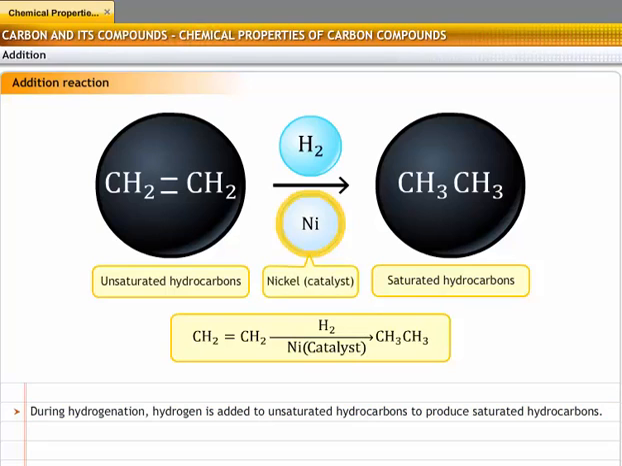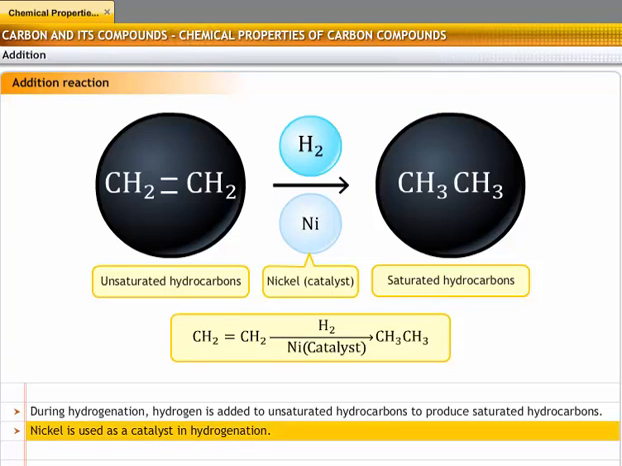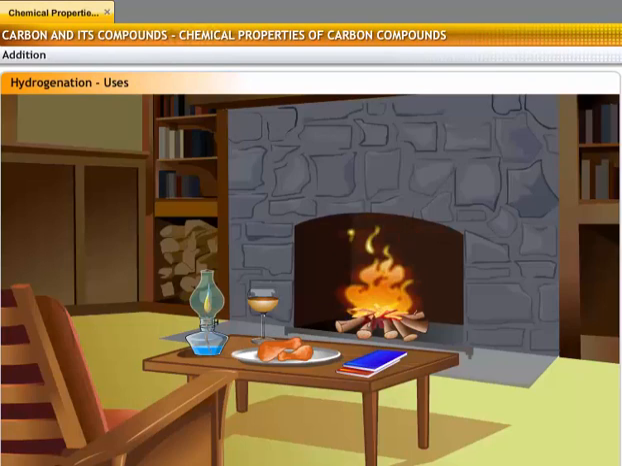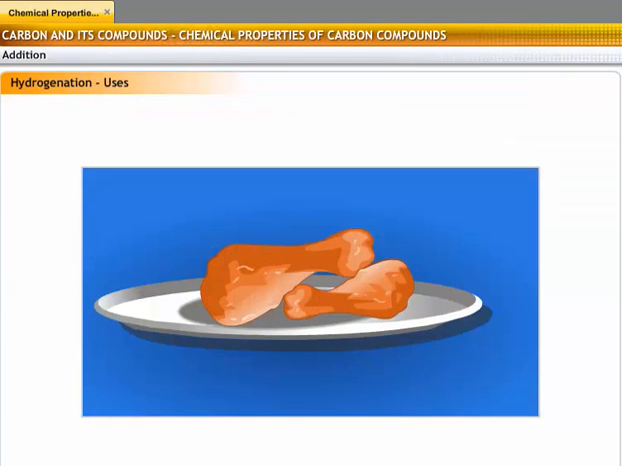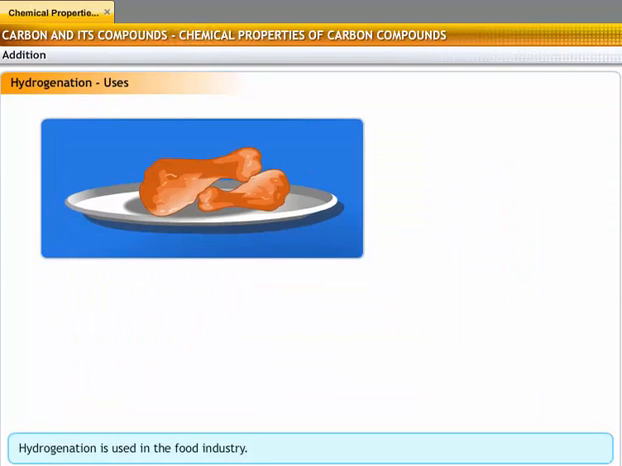A catalyst is a substance that helps in a reaction without itself undergoing any change. The most common catalyst used during the process of hydrogenation is nickel. A common application of hydrogenation is in the food industry.